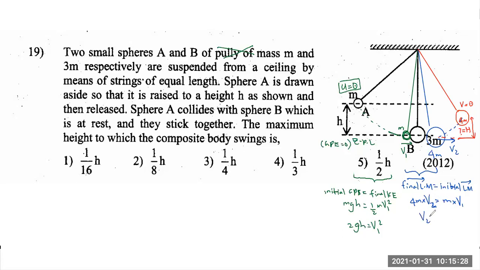I'll be getting V2 is equal to V1 over 4. Okay, V1 over 4. Then I think I'm here, I will have to apply energy. Therefore, we'll take V2 squared.